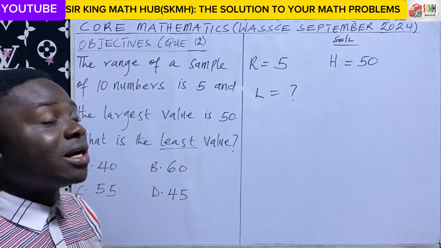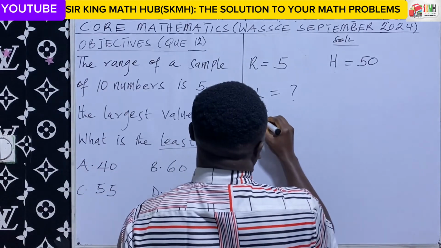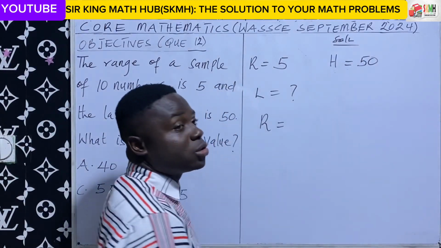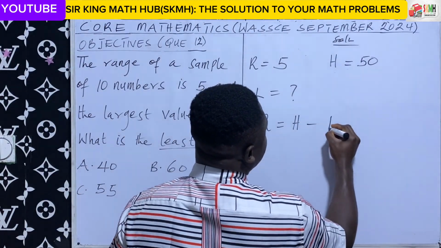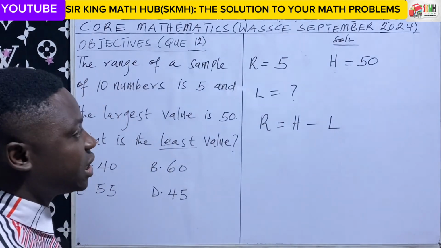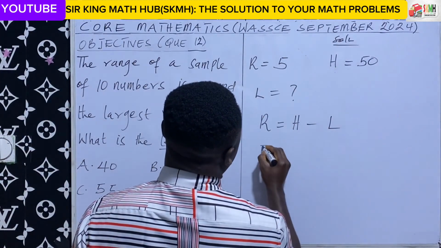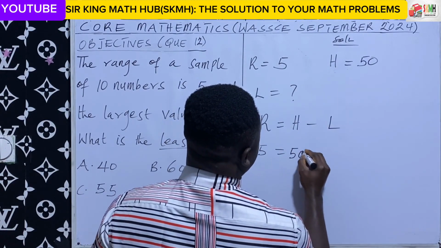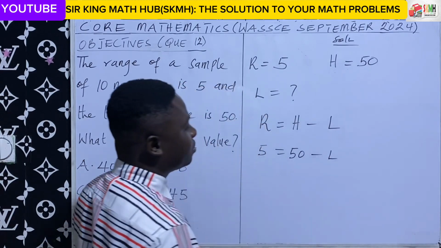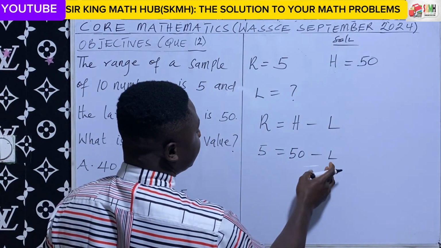So now we know that to calculate the range of a raw data, we use this formula. The range is equal to the highest value minus the least value. So with this, we can do a substitution. We know the range as 5, the highest value as 50, so minus L. So we are looking for L. So let's make L the subject.